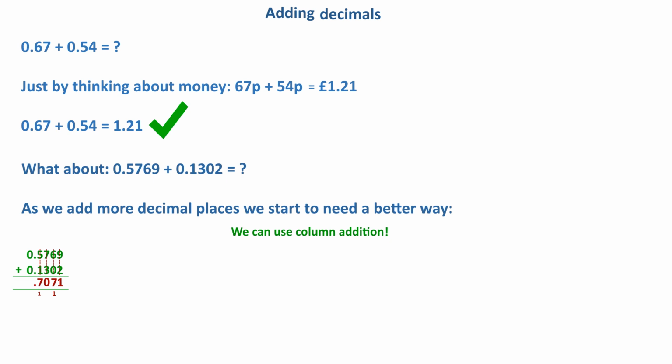And then in the final column, across the other side of the decimal point, we get 0 plus 0, which is just 0. It's very important to write in the decimal point in our answer box here. Now our column addition has told us that 0.5769 plus 0.1302 is equal to 0.7071. Okay, now let's look at a slightly more difficult example of adding decimals together.